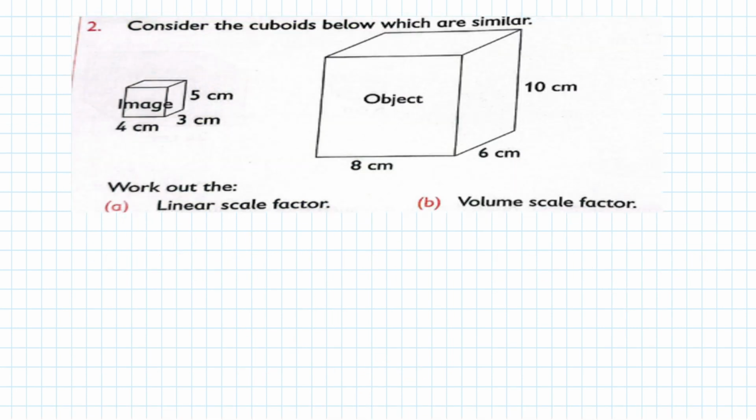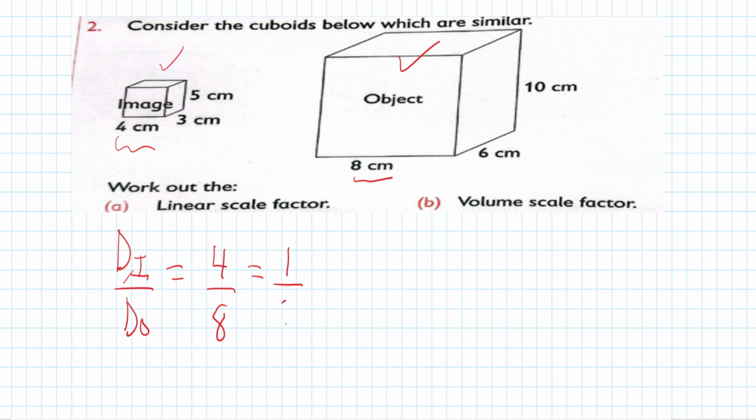Now, what if we have a question like this? This is the linear scale factor. Now there is a volume scale factor. Consider the cuboids below which are similar, where you have the image and the object. Work out the linear scale factor and volume scale factor. Now we said distance of the image over distance of the object. The distance of your image is 4 divided by the object, which is 8. You see, it's tricky. You take image over object. So 4 divided by 8 is going to give you a linear scale factor of a half. That is for question A.